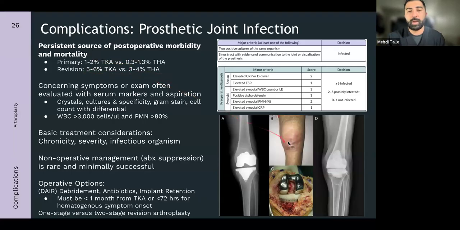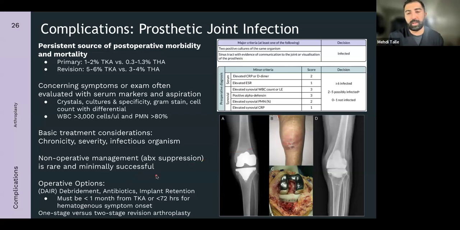Oftentimes, patients can have varying degrees of concerning symptoms, or new symptoms that present after a previously well-functioning joint, and oftentimes this is an indication to do an aspiration. You obtain crystals, cultures, gram stains, and cell counts, and there are different criteria that have been published. This is the most recent MSIS criteria from 2018 that has been popularized in recent years as a way of prognosticating your risk of infection, with different findings from both serum and aspirations, as well as if you see a sinus tract, a gross sinus tract, that's basically an indication that it's an infected joint.